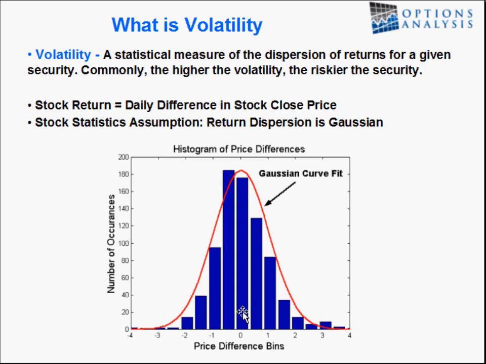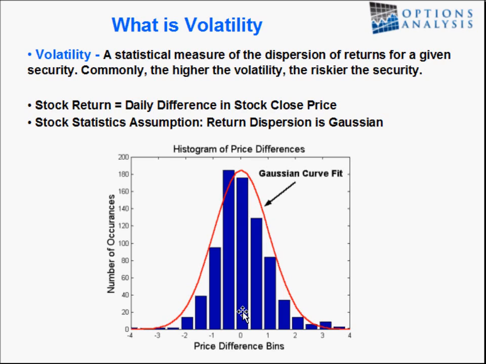If you fit a Gaussian curve to this daily difference dispersion of stock returns, you get a decent fit. And that becomes the assumption that we're going to make about stock statistics, that the return dispersion is Gaussian. This implies that the stock itself has a log normal distribution, if you're familiar with statistics.